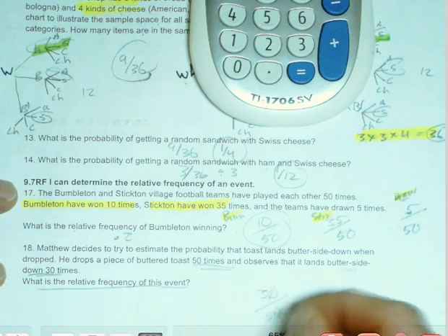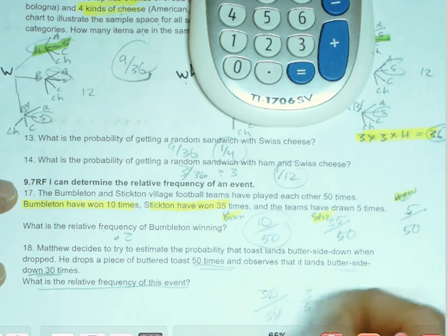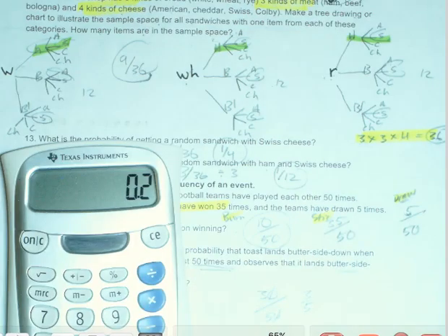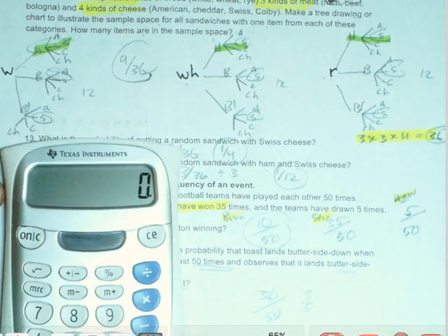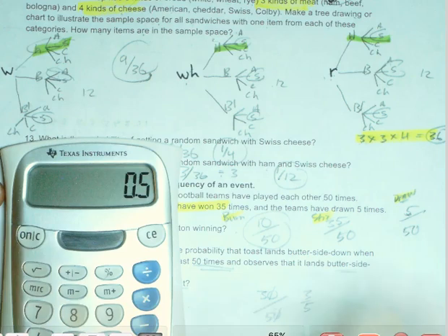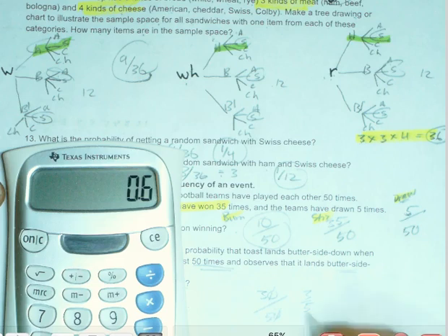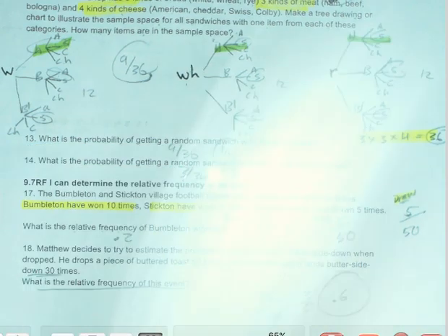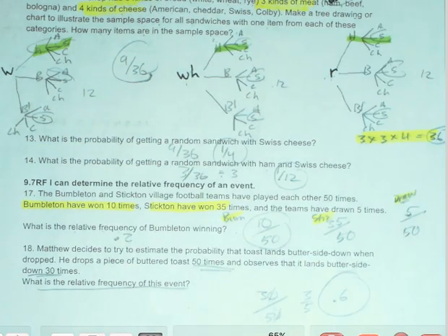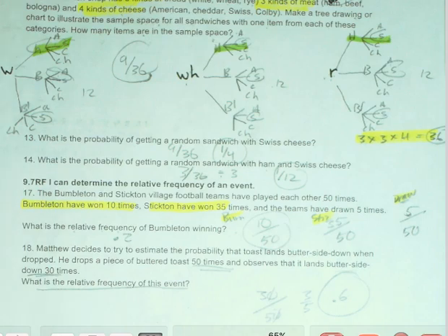Well, I can divide that. I can see that that's already 3/5. Just in case you forgot that 3/5 is 0.6, I'm just going to do that. 3 divided by 5, I said that wrong, is 0.6. So my relative frequency in this experiment of it landing butter side down is 0.6, or 60% of the time. That's it for the chapter review.